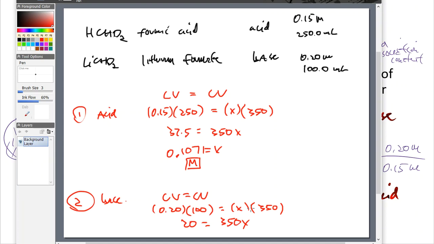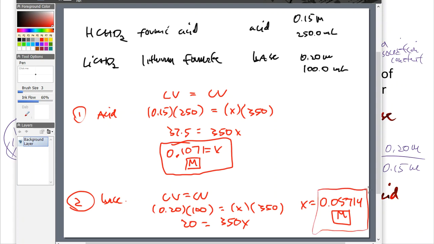350x. So that's 350 times x. So to get x by itself, you divide by 350. I'm going to take 20 and divide by 350, and x is going to be 0.05714. And that is in terms of molarity yet again. So this is the concentration of the acid after I've mixed the two together. This is the concentration of the base after I have mixed the two together. All right, so we're getting closer.